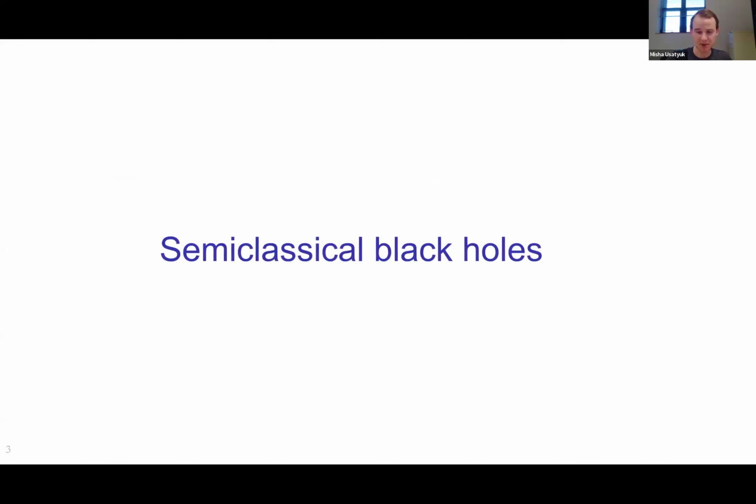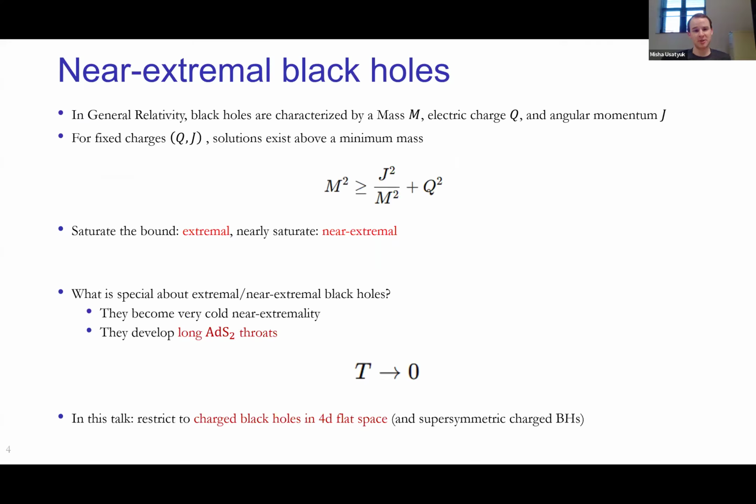Okay, so let's get started with semi-classical black holes. In general relativity, black holes are characterized by three numbers, right? They're characterized by a mass m, an electric charge q, and an angular momentum j. And if we fix the charge q and the angular momentum j, we can ask for what values of the mass does a solution exist. And in GR, a solution exists anytime the mass is above a minimum quantity. And the minimum quantity is specified by this inequality.